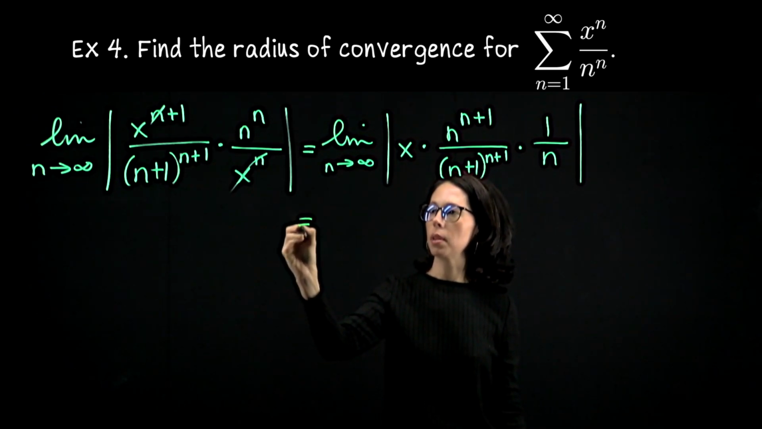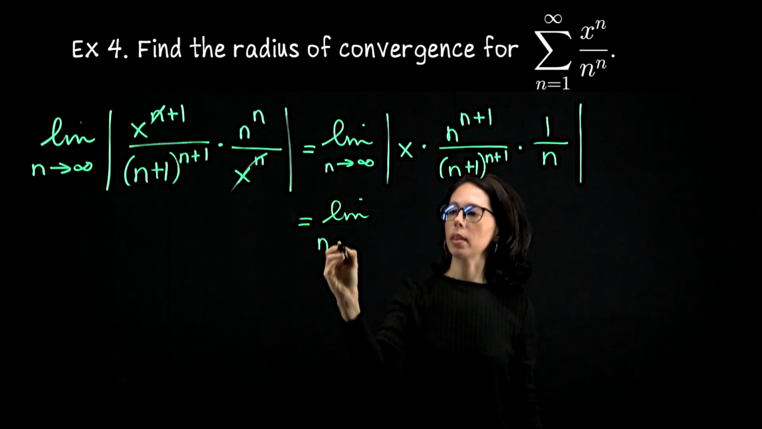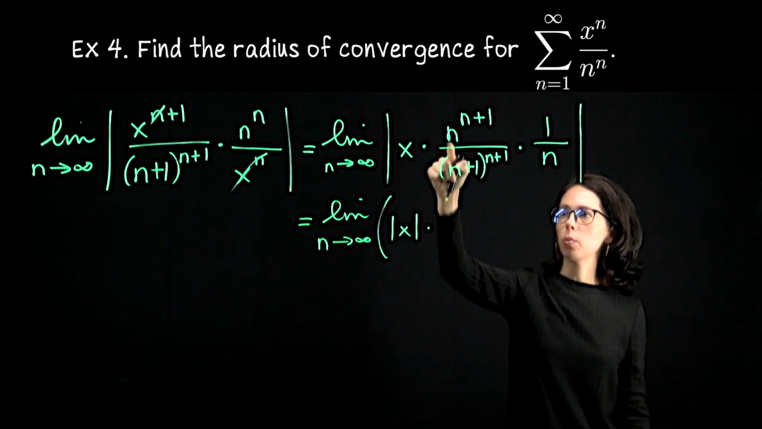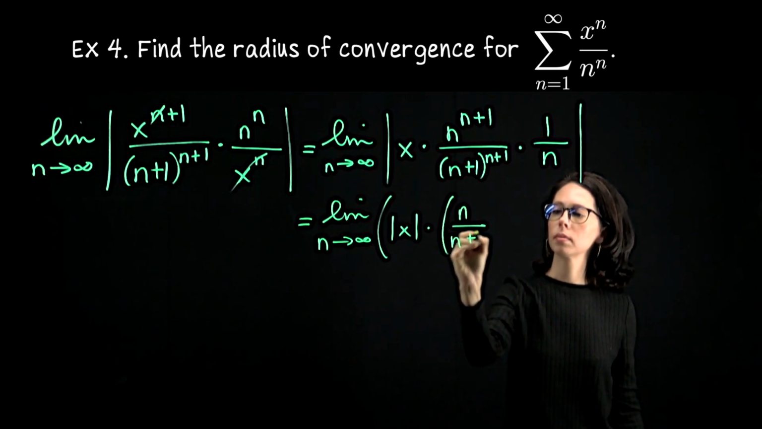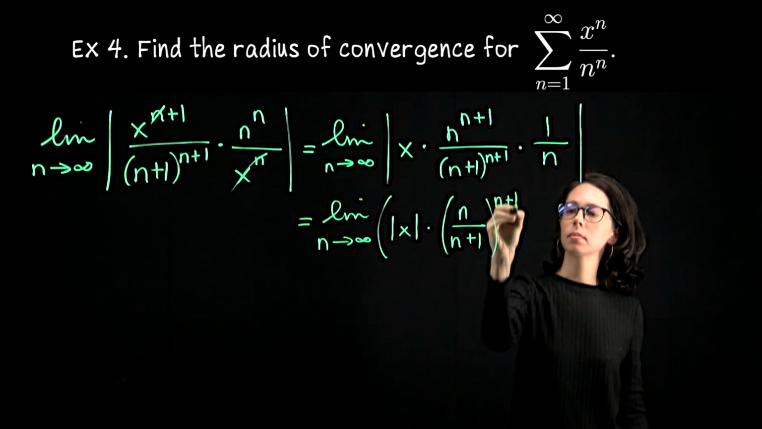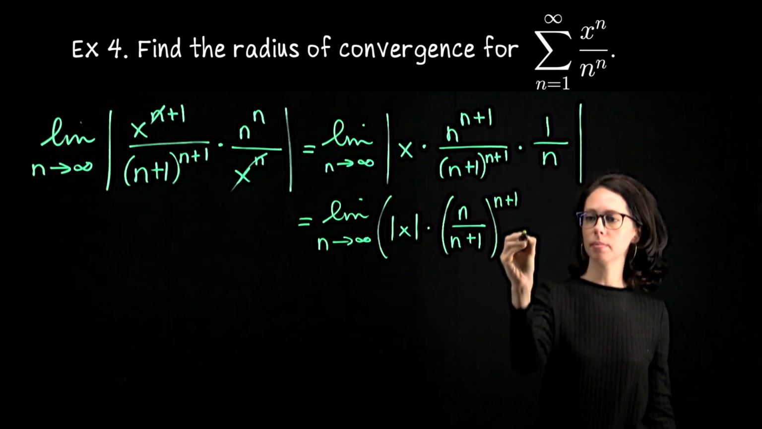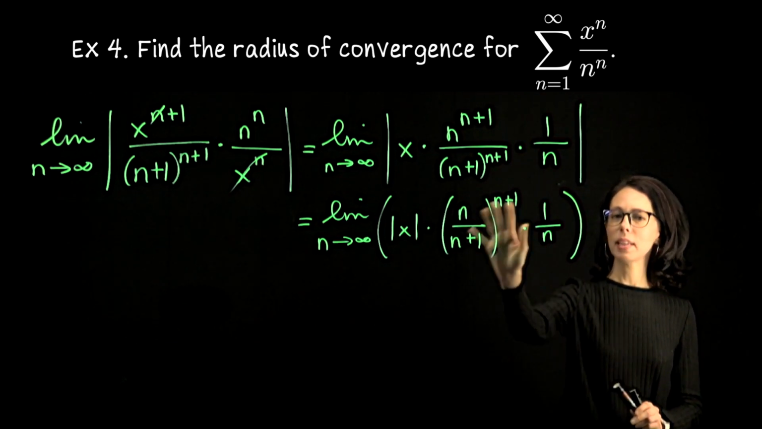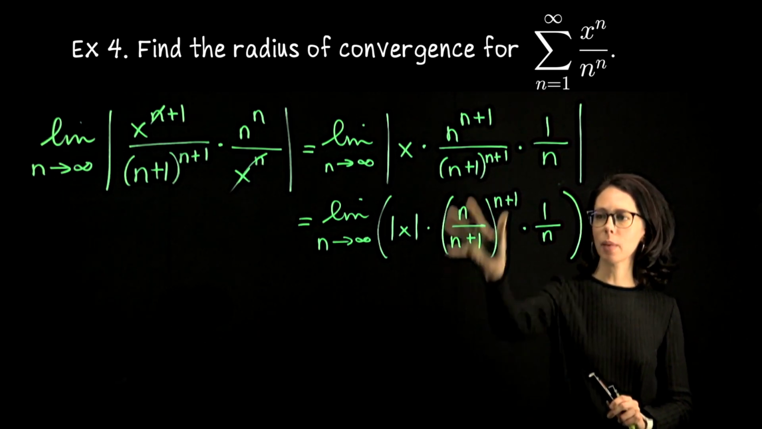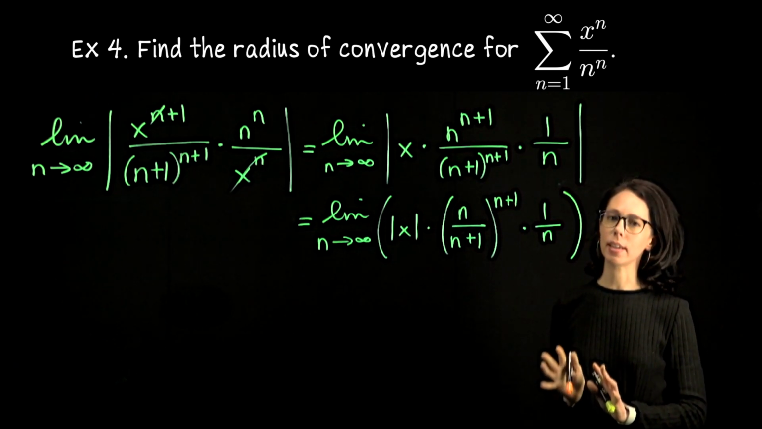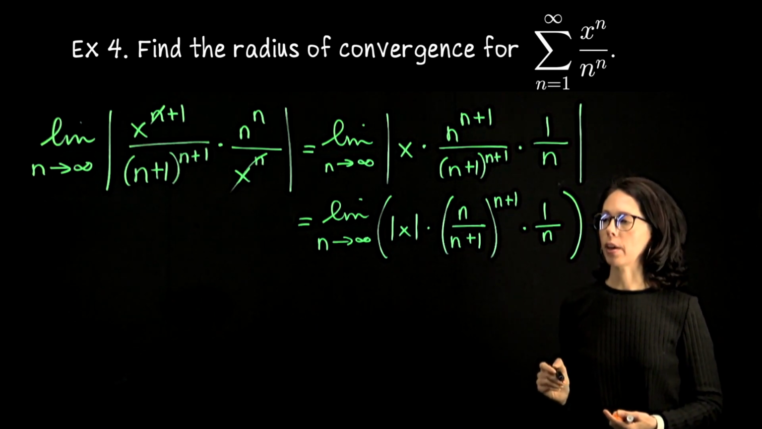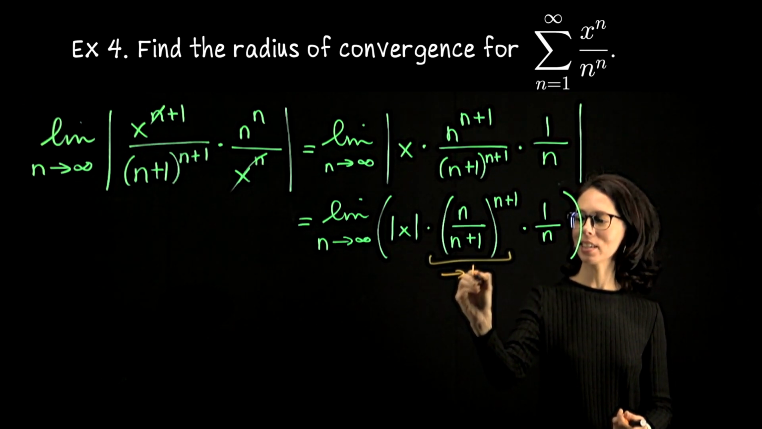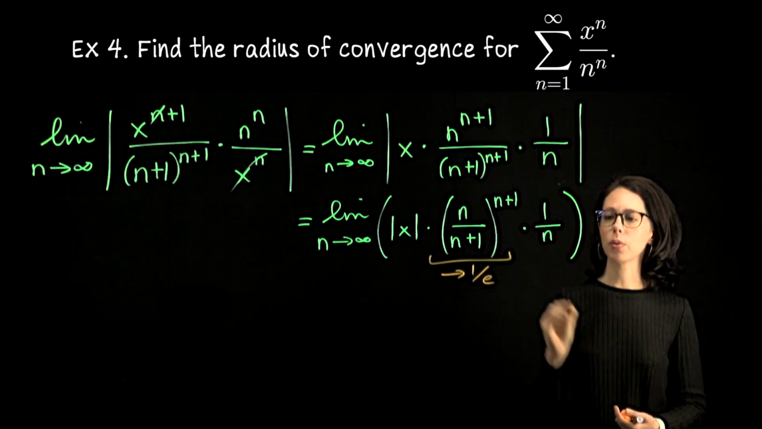So as I write this one more time, let me take care of this absolute value. This is going to be the limit as n goes to infinity of the absolute value of x times this number here will be n over n plus 1 to the n plus 1. And then I'm going to have times 1 over n. Just like we had in our second example, part of this limit needs a little bit more work. Let me go ahead and tell you what the limit of this middle expression is as n goes to infinity, and then I will give you the details why. So this first piece just goes to the absolute value of x. That's just a number. This middle piece is going to go to 1 over e, and I will justify that in just a second. And then 1 over n as n goes to infinity goes to 0.